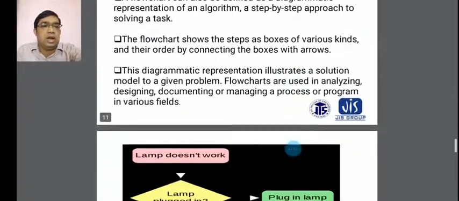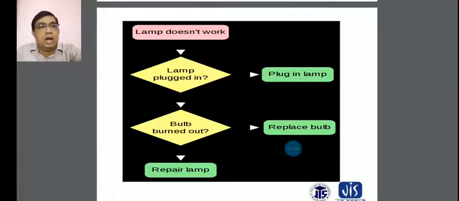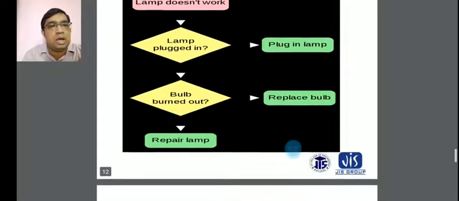For example, a flowchart diagram for a lamp that doesn't work. First you check whether the lamp is plugged in, and whether the bulb has burned out. Then the repair lamp step is placed: you can see the lamp is plugged in, then plug in the lamp and replace the bulb. This is concentrated on the repair of the lamp.